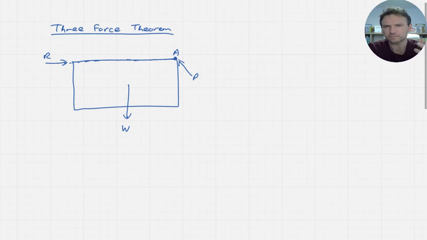Now we can expand the idea: if we have two forces meeting at a point and the third force doesn't go through that point, we're always going to be able to do moments about that point and say we've got a non-zero total moment.